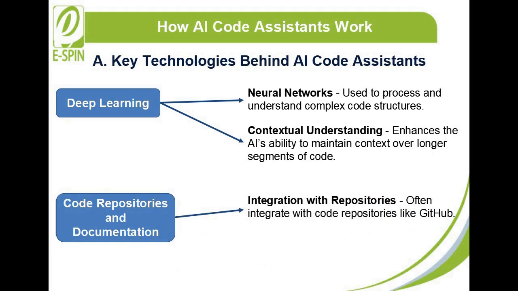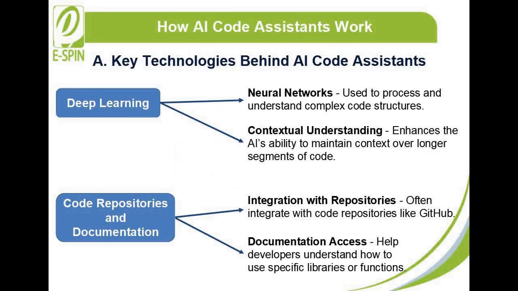Integration with repositories. AI code assistants often integrate with code repositories like GitHub. This allows them to access a wealth of real-world code examples, which they use to improve their suggestions. Documentation access. These assistants can pull in relevant documentation to help developers understand how to use specific libraries or functions. This is done by parsing and summarizing documentation from various sources.